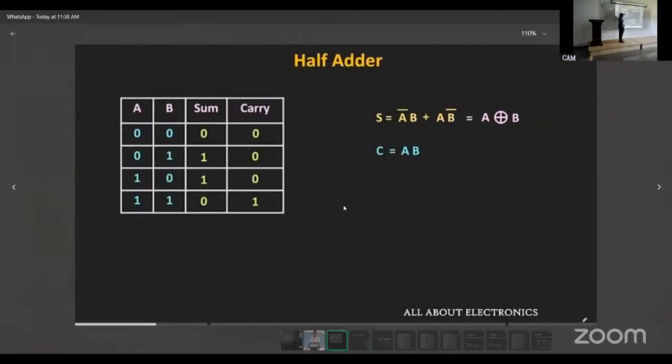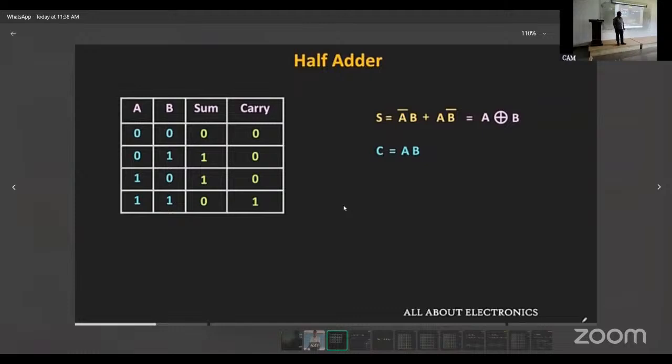So here, see 0 plus 0, 0, 0, 0. Now here I am making one sum equation. So this is the output, some output. Which truth table is it? 0, 1, 1, 0. And the truth table? 0, 1, 1, 0.